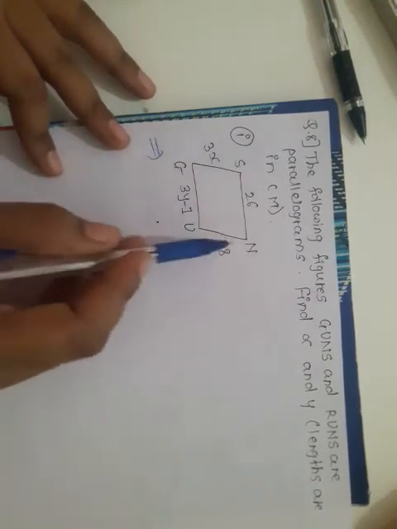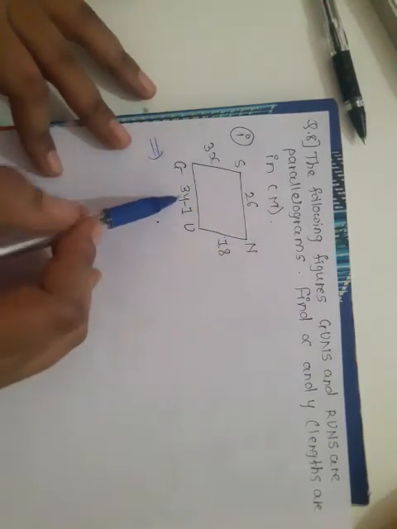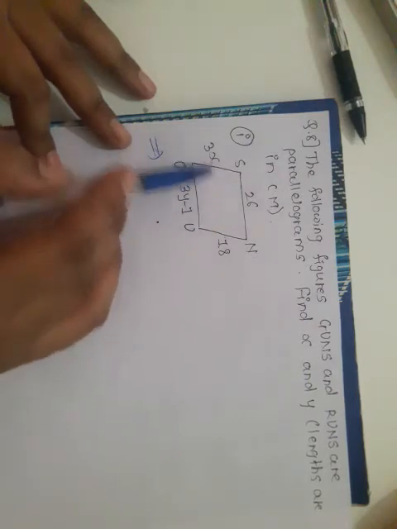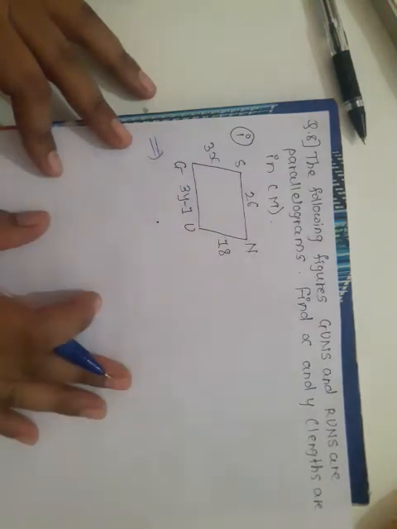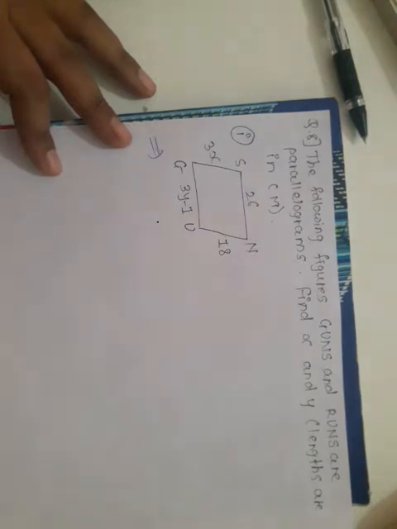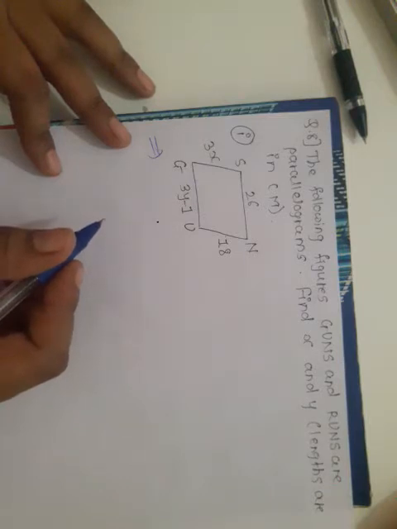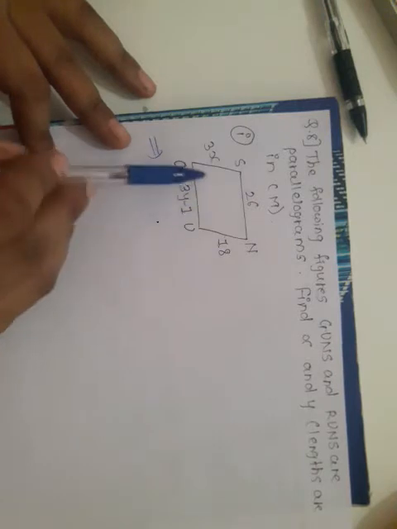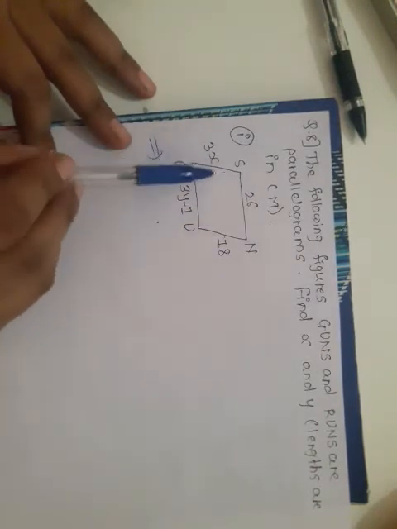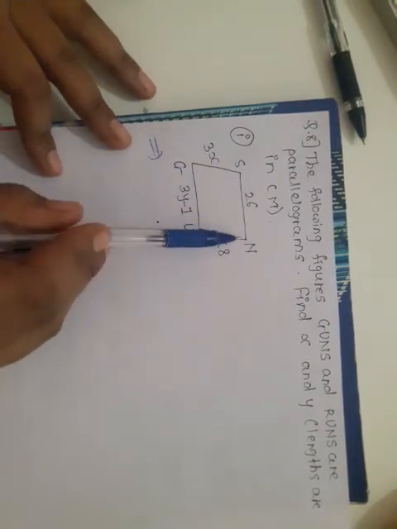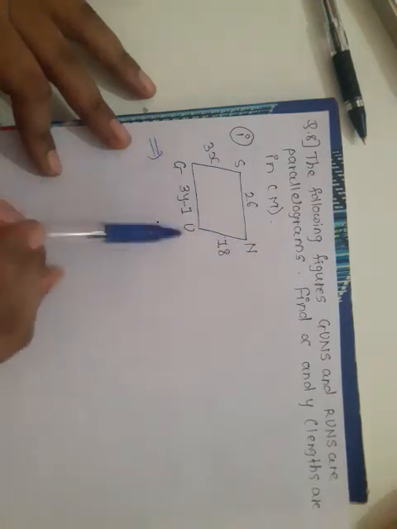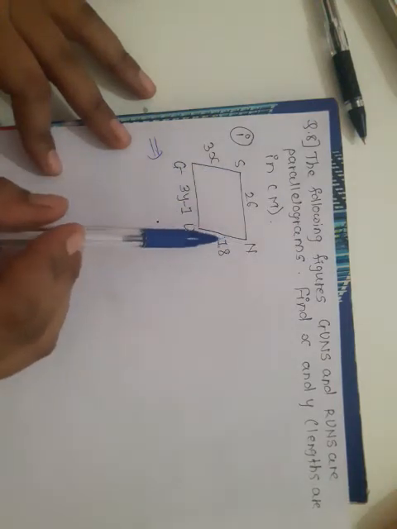So see, the diagram is given to us. GUNS is a parallelogram. So we have to find out the value of x. What are the properties of a parallelogram? First, remember these properties. The opposite angles of a parallelogram are of equal measure, and the second property is the opposite sides of a parallelogram are of equal length. So if the opposite sides are equal, then GS and UN are the opposite sides of this parallelogram, and GU and SN are also the opposite sides.